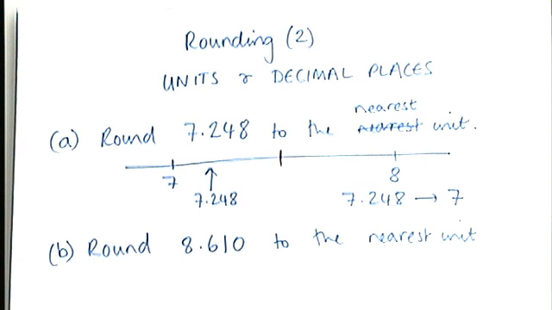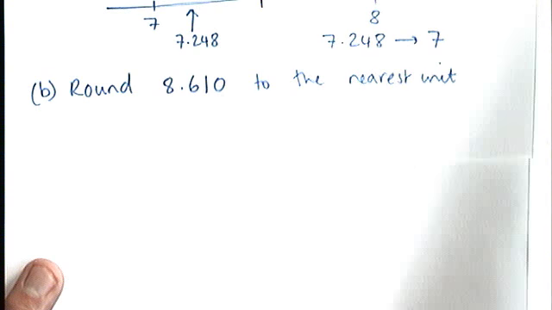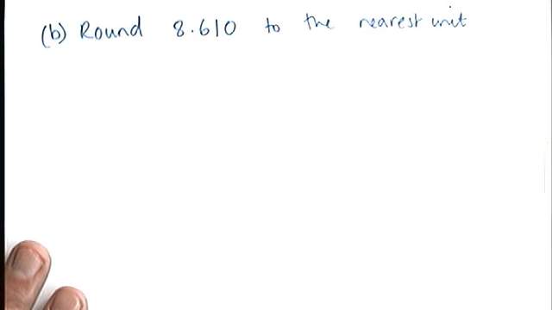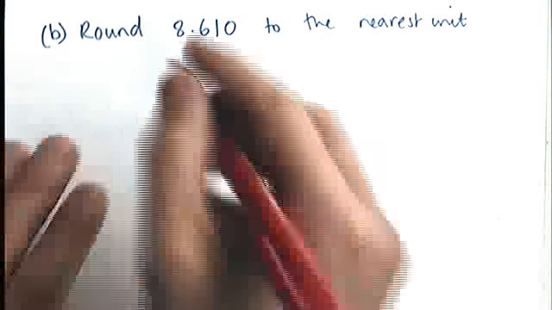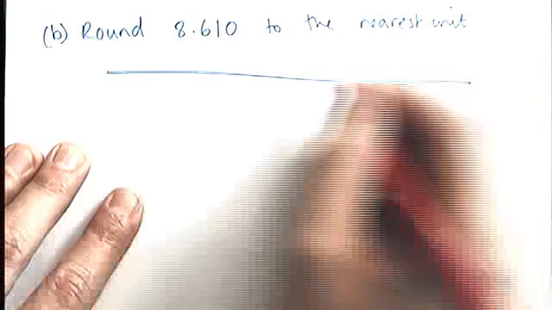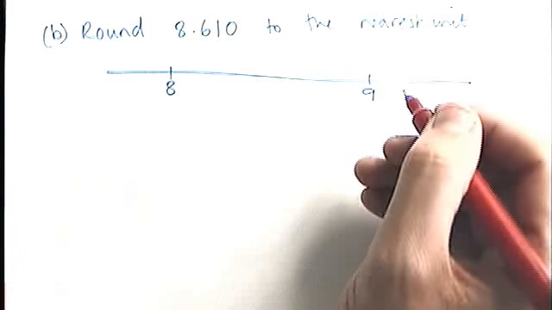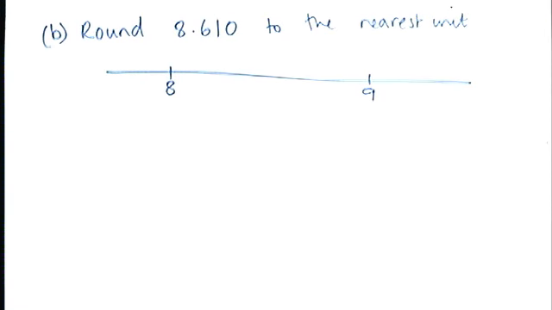Okay, let's have a look at the next one. 8.610 to the nearest unit. Oops, let's just do that. Okay, so once again, I do myself a little number line. I might do this in my head actually rather than write it out on a piece of paper if I got really good at this.